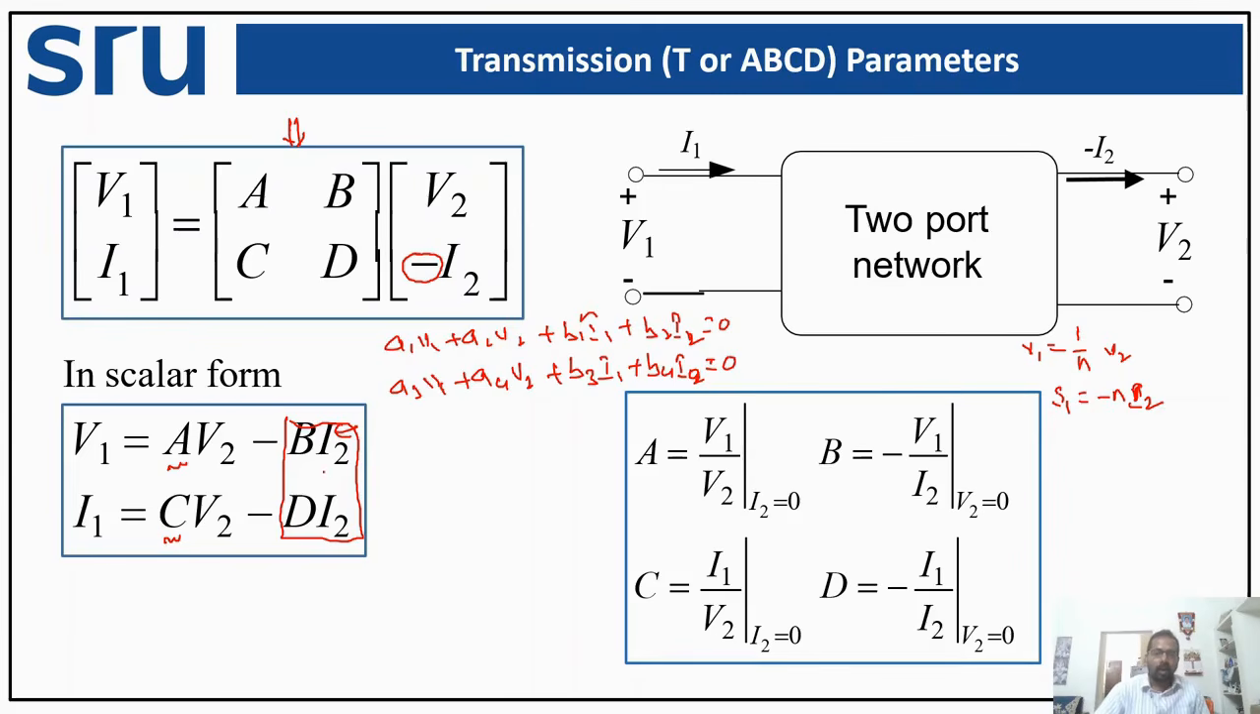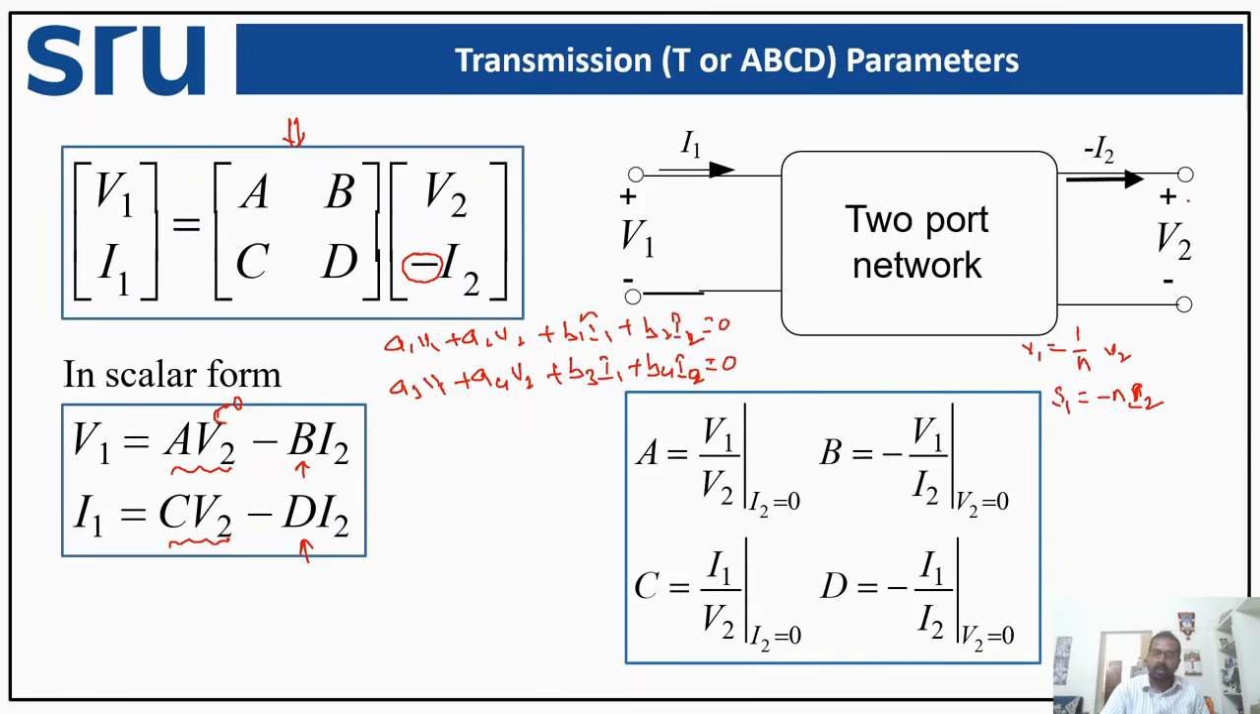Now once we have found A and C, our next objective is how to compute the values of B and D. By applying a similar principle, that is by making the first term in the first equation 0 and the first term in the second equation 0. How do we make that? We cannot make the A parameter and C parameter equal to 0. The only way here is by making V2 equal to 0. If we make V2 equal to 0, we will be able to compute the B and D parameters. So how do we make V2 equal to 0? By short circuiting the second port.